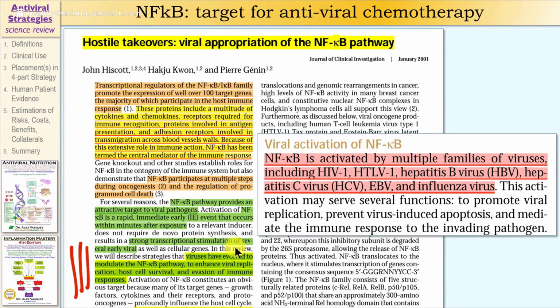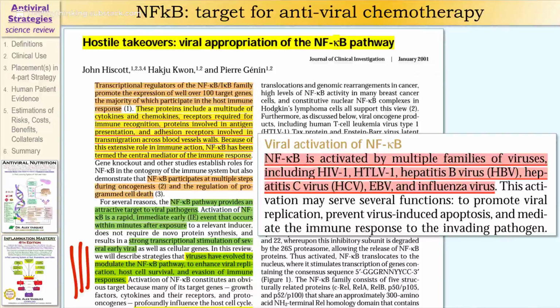So as you can see here through my multiple highlights, viruses have evolved to modulate the NF-kappa B pathway to enhance viral replication, host cell survival, and evasion of immune responses. And again here, viral activation of NF-kappa B. NF-kappa B is activated by multiple families of viruses, including HIV, hepatitis B, hepatitis C, Epstein-Barr virus, and influenza virus. So again, this is Journal of Clinical Investigation, 2001.